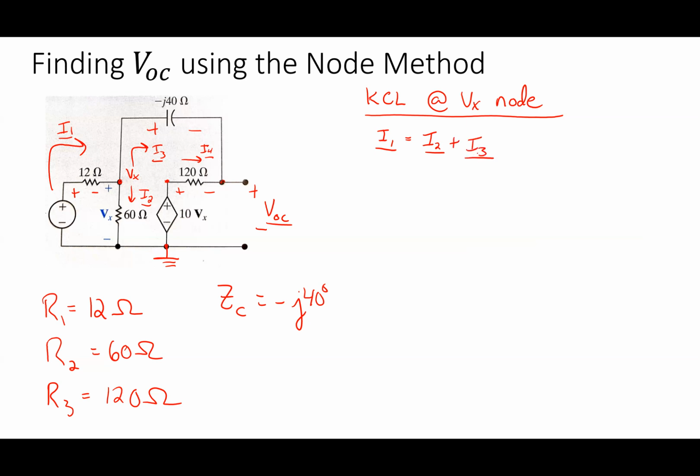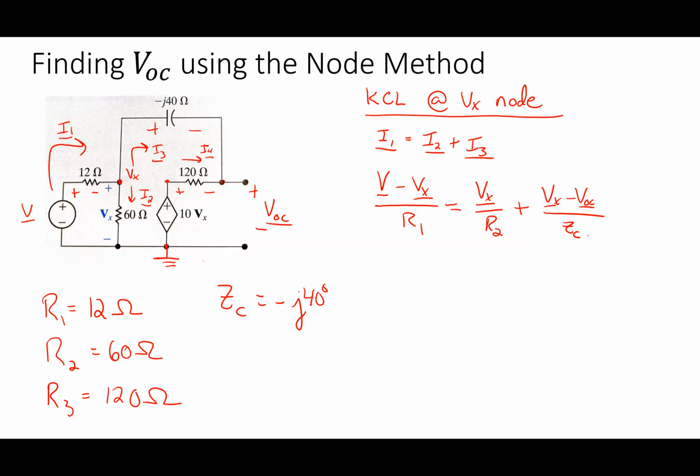Okay. How do I deal with I1? I call this guy V. V minus Vx over, I'm going to call it R1. What's I2? Vx over R2. Then what's I3? Vx minus VOC divided by Z sub C.